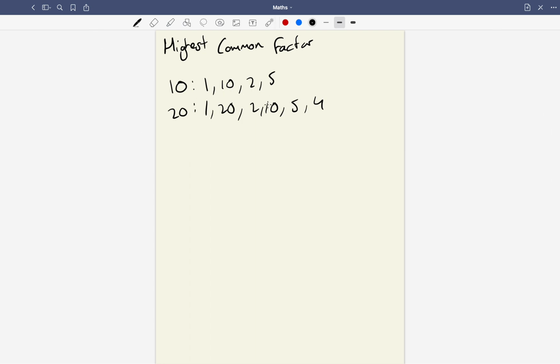So first of all, highest common factor. What's the highest number in both these lists? That's going to be 10. So therefore 10 equals your highest common factor. You might see it written out like that as HCF. So how do we find it when we've got two slightly larger numbers?